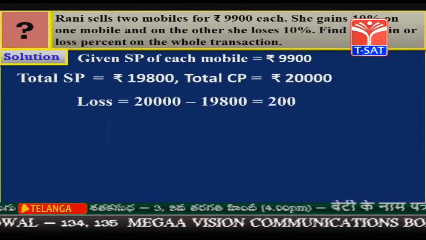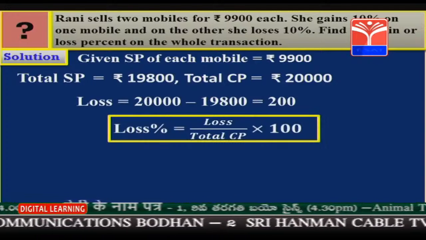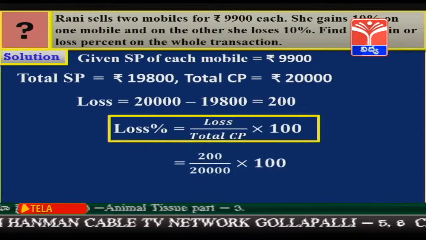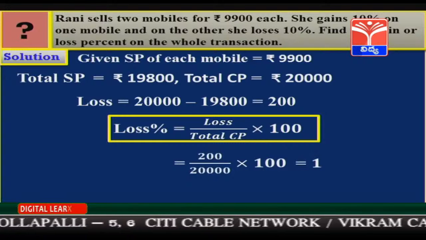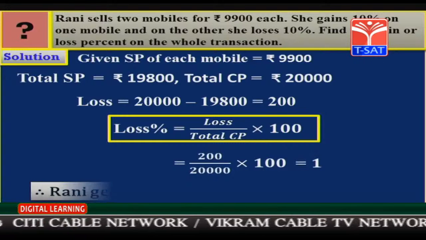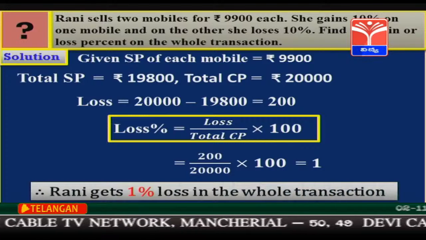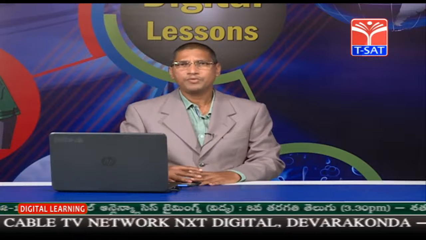Now, let us calculate the loss percentage. It is given by loss by total CP into 100 in this case. Substituting the values, 200 by 20,000 into 100. Now, this on simplification we get 1. That means Rani gets 1% loss in the whole transaction. Children, I hope you have learned these concepts, and also that you are now perfect with the application of these concepts in solving word problems.